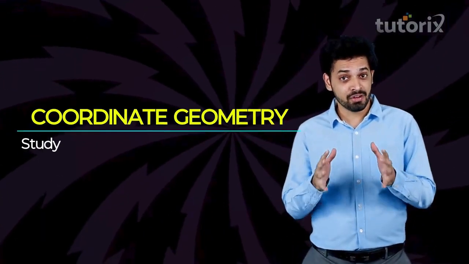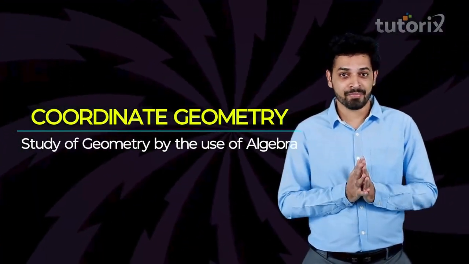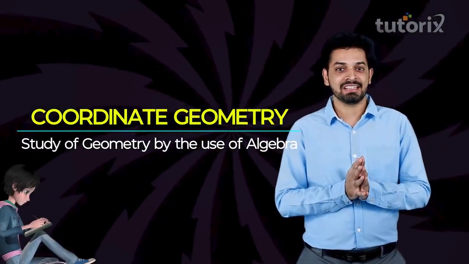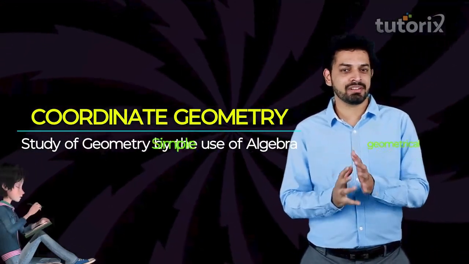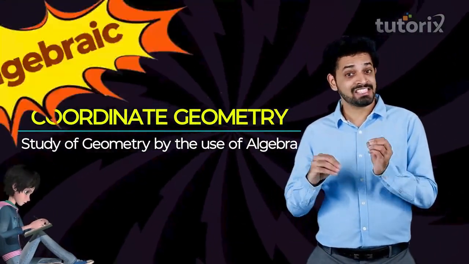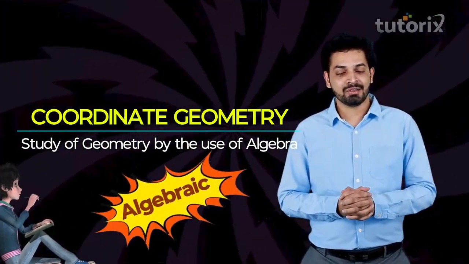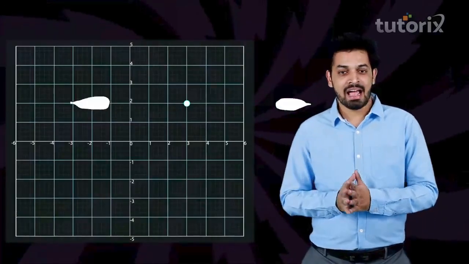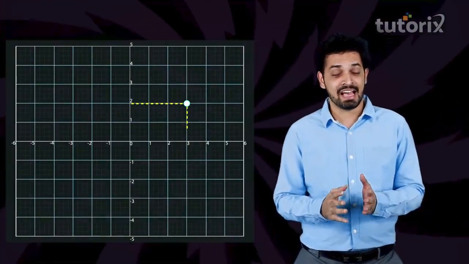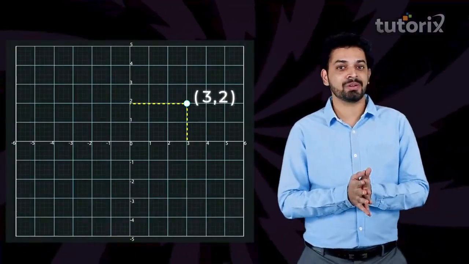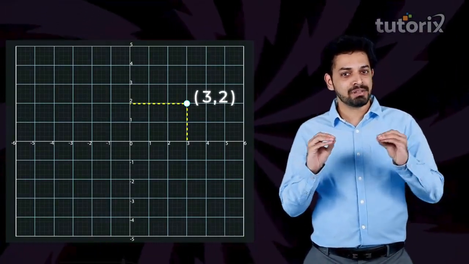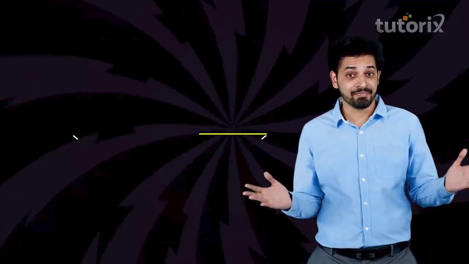Hello friends. We said that coordinate geometry is the study of geometry by the use of algebra. So our objective in this chapter is to revisit the simple geometrical concepts by giving an algebraic take to it. Now since we studied about a point and how to represent the point algebraically as coordinates, let's move forward to study the basic or the simplest geometrical figure, a straight line.